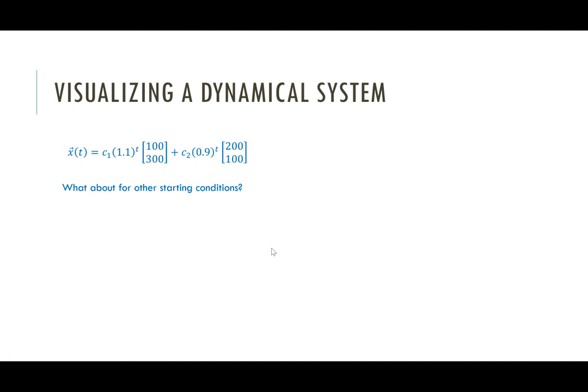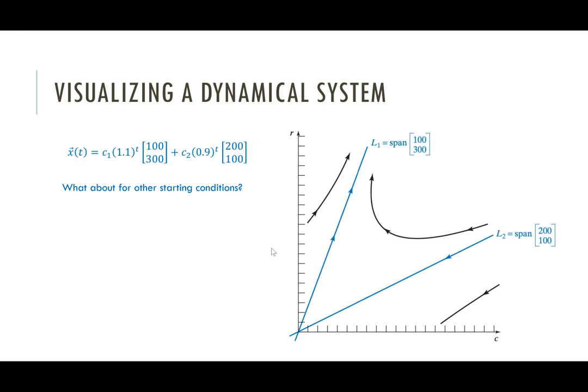But let's think about other starting conditions, because that was just one that we looked at. And so often when visualizing dynamical systems, you've got the span of your eigenvectors, and you usually want to test a trajectory in each region that these spans demarcate. So you want to test a trajectory with an initial condition below the span, one between the spans, and then one above the span.